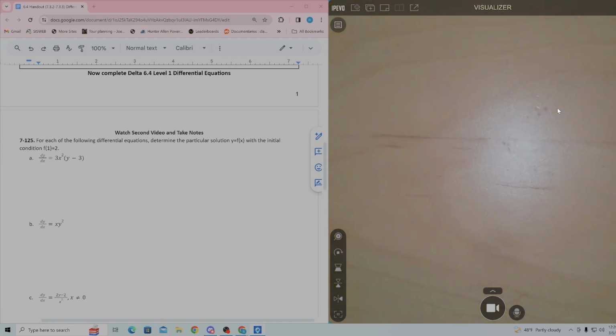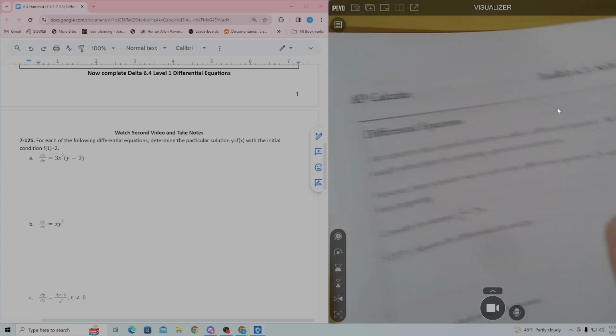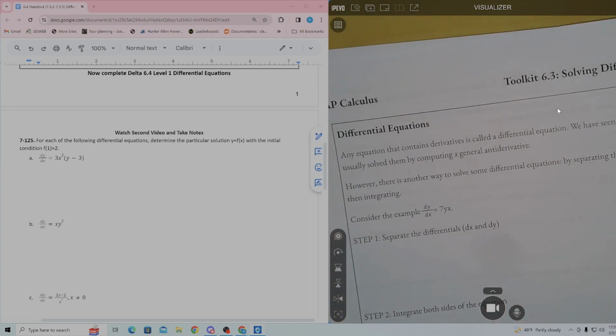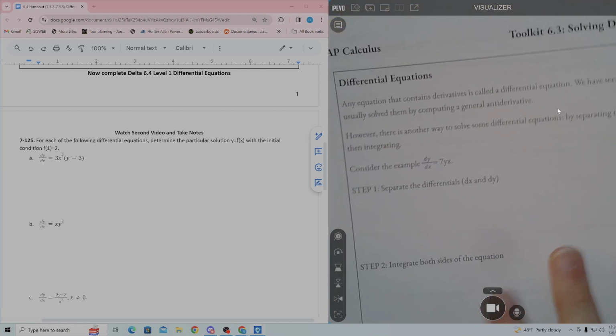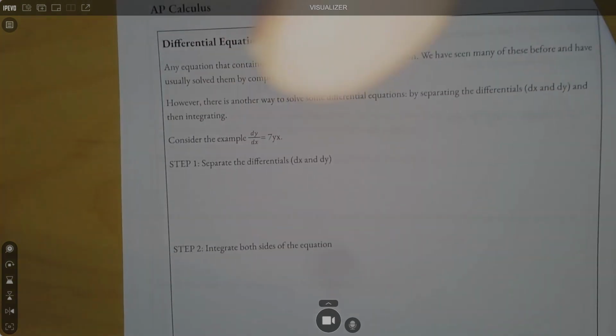So at this point, you've done some problems. You're feeling pretty good about it. I'm going to give you these notes, the toolkit notes. So go ahead and get the toolkit out. I'm going to do this, and then we'll go to the examples. But now is a good time to do this.